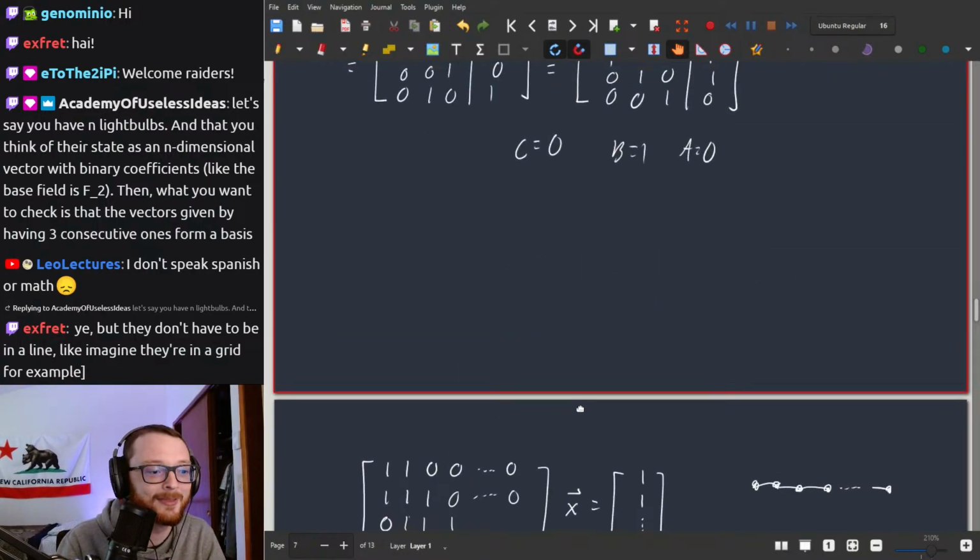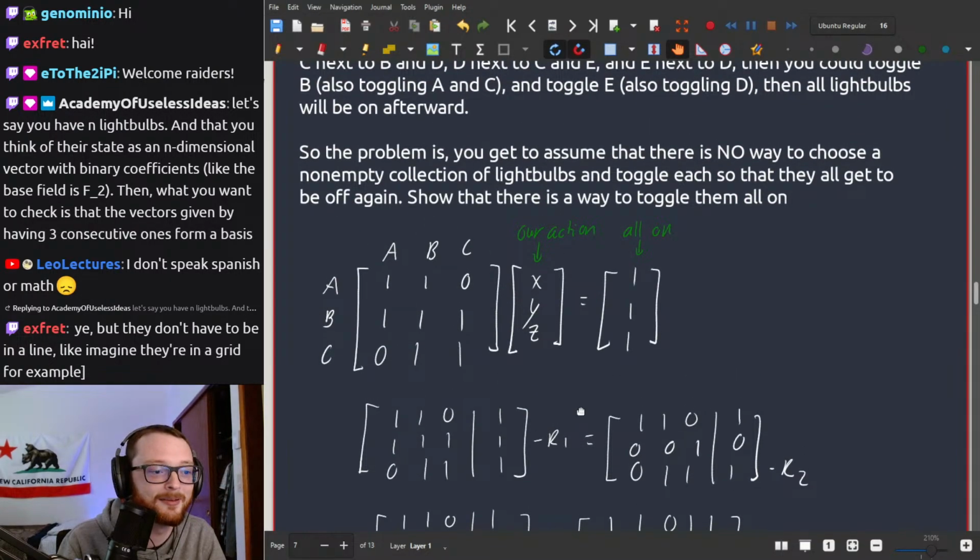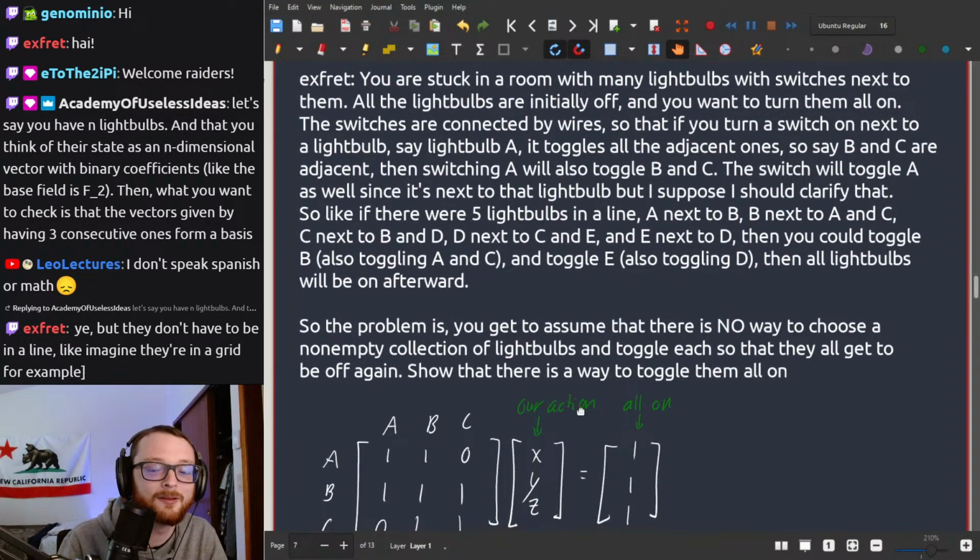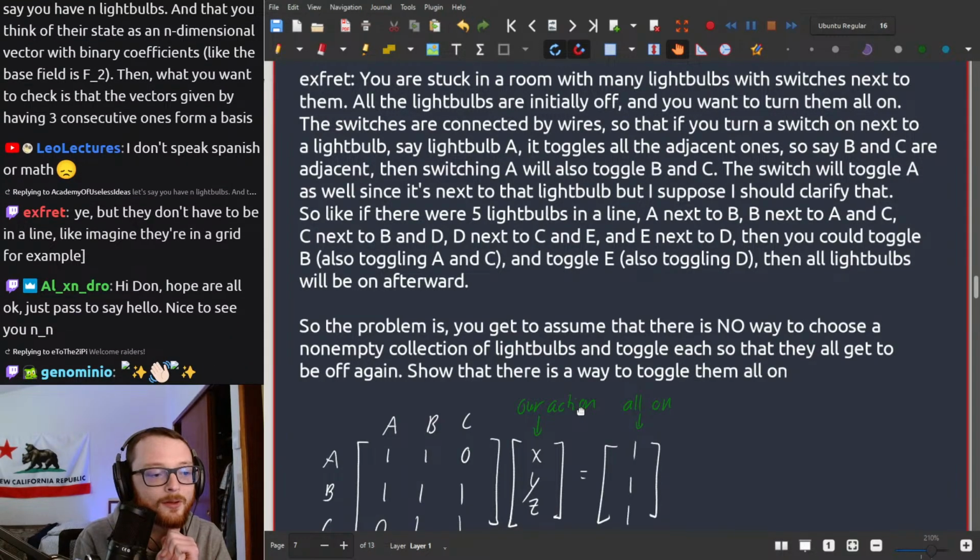So yeah, working on a problem from xfret, who's asking about this problem with light bulbs. We have a bunch of light bulbs that are connected in some arbitrary way, and we're trying to show there's always a way to toggle all of them on if one light switch might toggle multiple at once.